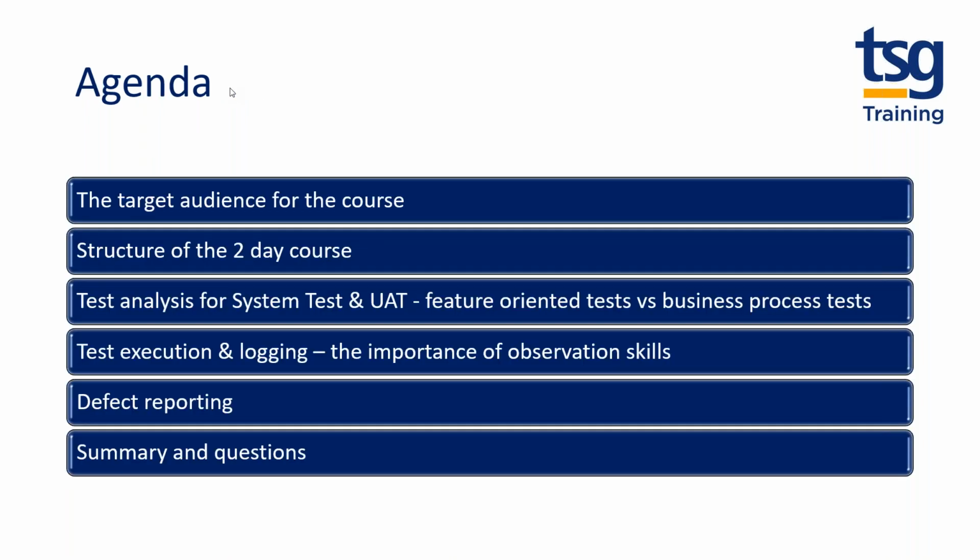So let me talk to you about the agenda for today. I'm going to talk to you about who we've aimed this course workshop at, the target audience, and then I'll talk you through the basic structure of the two-day course. And I'll talk to you in a bit more detail about some of the things we're going to do in helping people understand test analysis and the difference between test analysis from a system testing point of view and a UAT point of view. So we're going to be giving people practical experience on feature-oriented testing as well as business process testing. And then I'll talk to you about some of the things we'll be doing in the execution and logging.